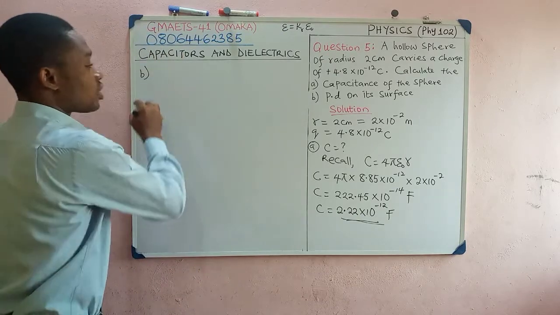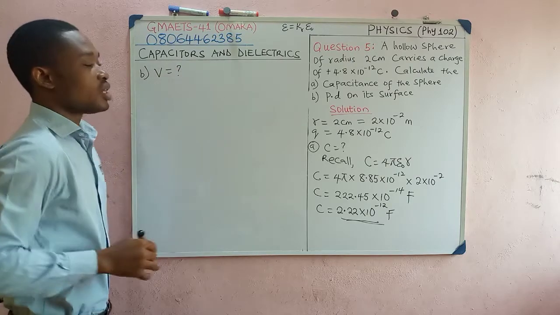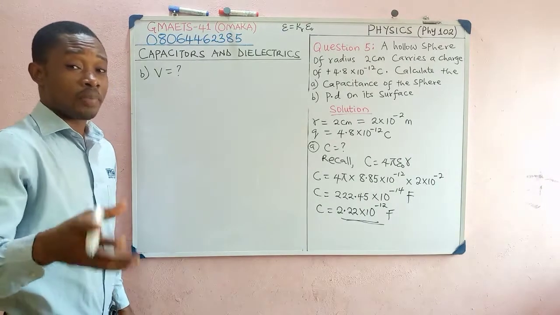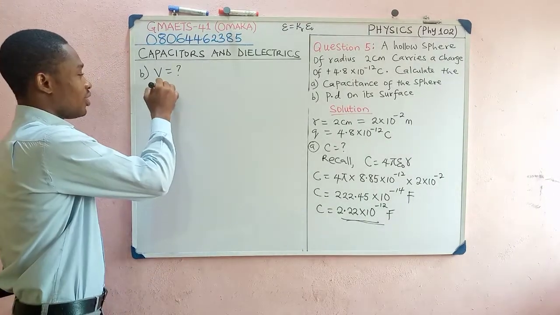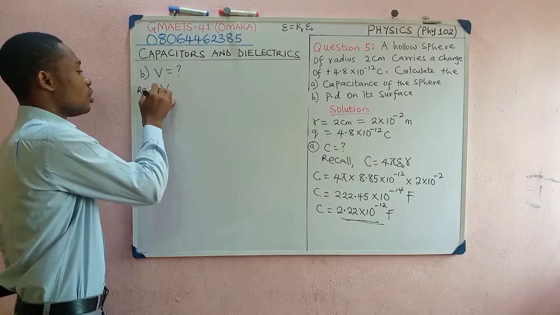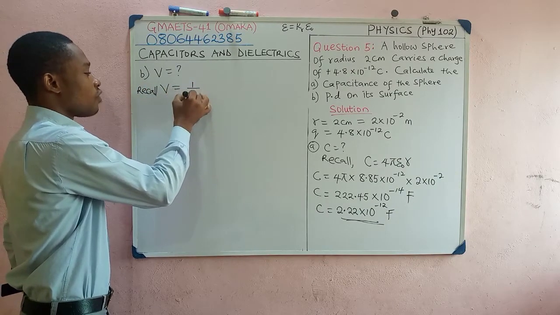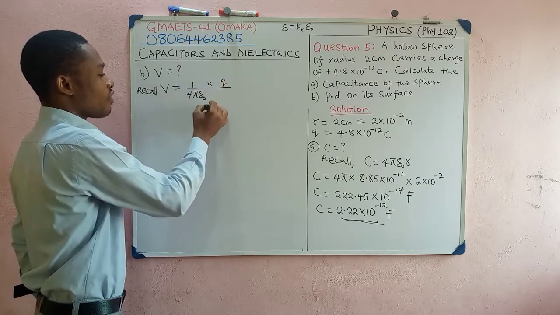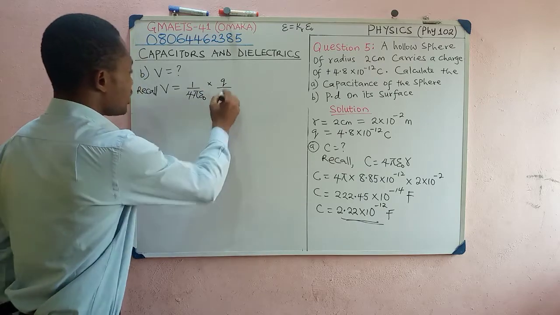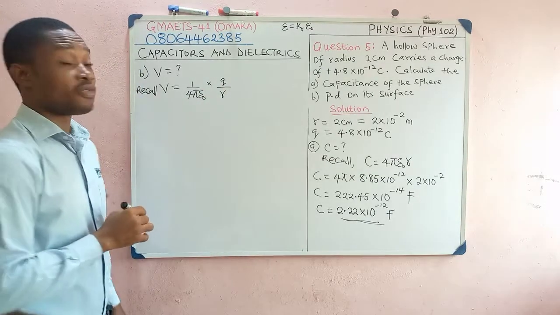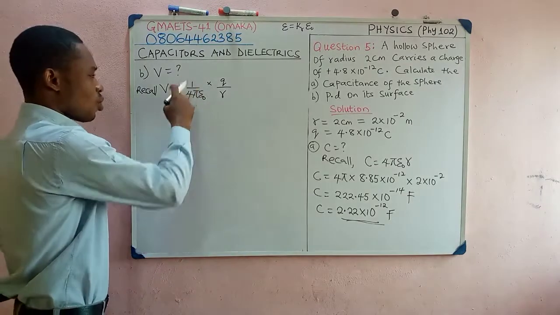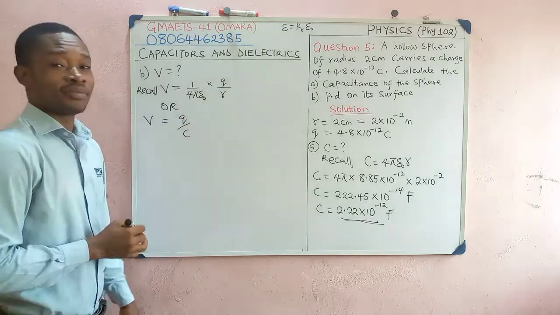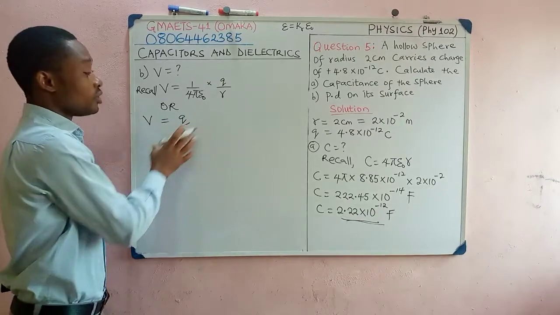So take it. Now let's look at the second part of the question. We have to calculate the potential difference on its surface. You know the relationship between electrical potential, capacitance and charge. Recall, we have V equal to 1 over 4 pi epsilon naught, which is a constant, multiplied by the charge divided by the distance, that is the radius of the sphere. Of course, this equation is still the same as writing V equal to Q over C. Does that make sense?